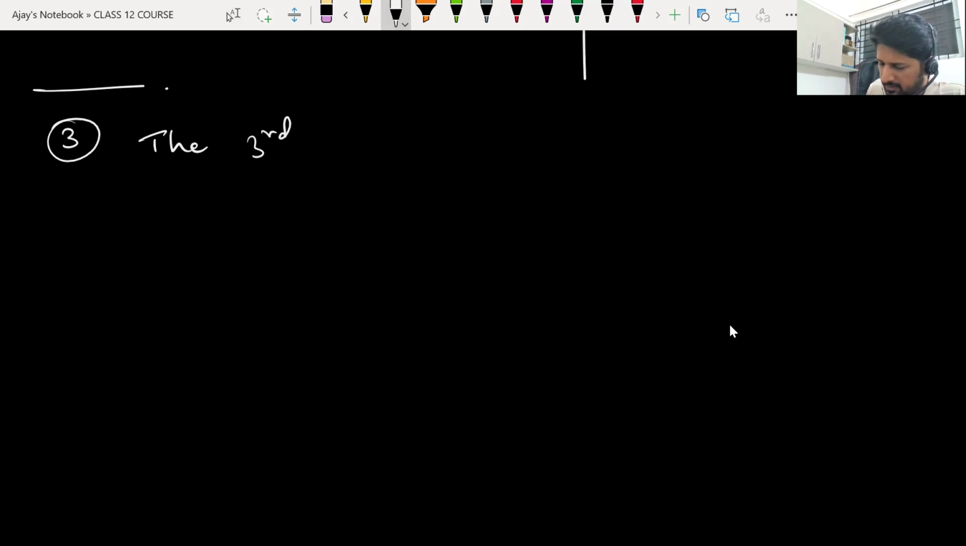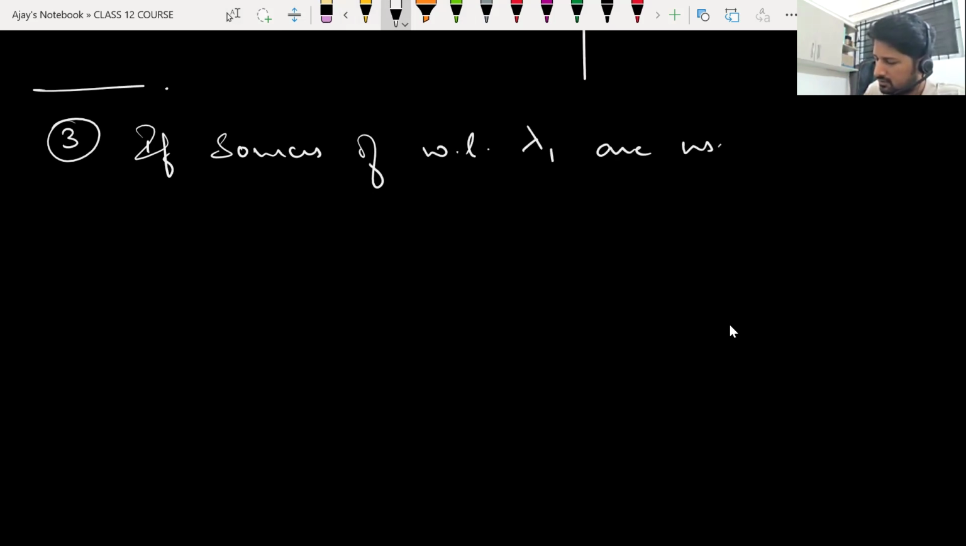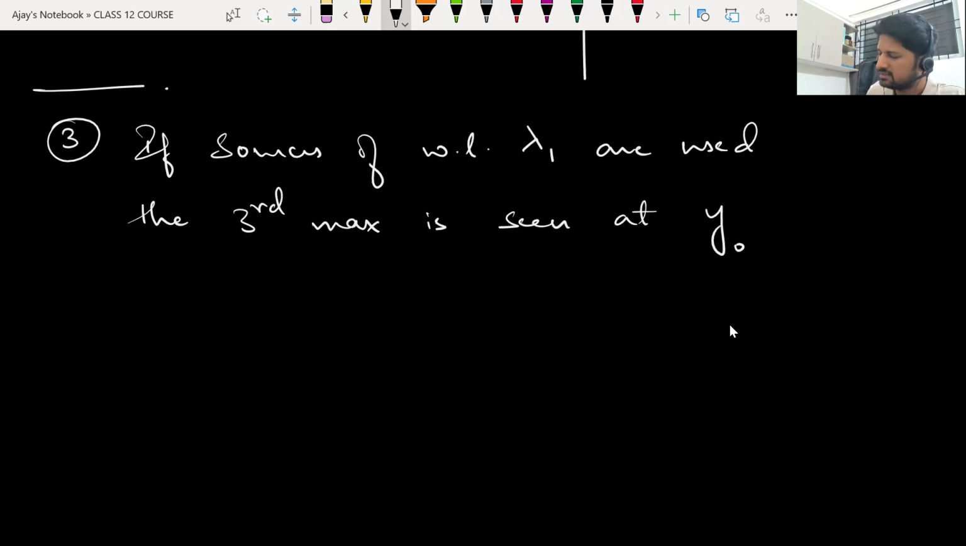The third maximum, or okay, put it this way. If sources of wavelength lambda 1 are used, suppose both sources emit light of wavelength lambda 1, the third maximum is seen at, let's say, some distance y naught on the screen. Where is this distance measured from? From the central maximum O. So at that distance y naught, you are seeing the third maximum.